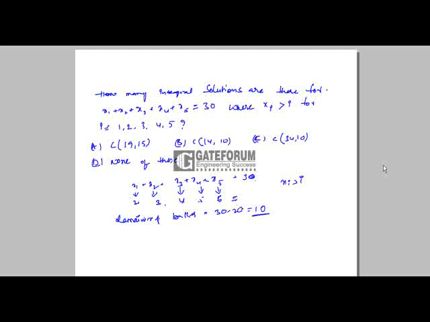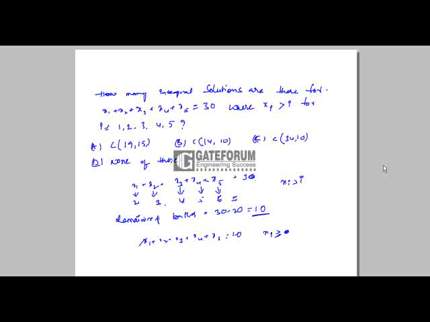So this particular equation is reduced to x1 plus x2 plus x3 plus x4 plus x5 is equal to 10. Why? Because where xi is greater than or equal to 0. So this problem is reduced to this. Here xi is greater than i. So we have satisfied that condition and reduced the given equation to this.